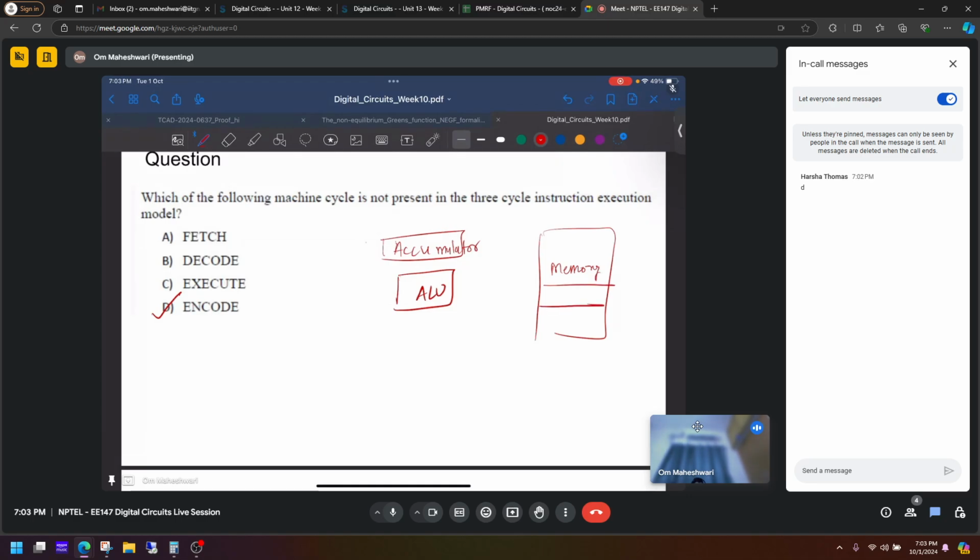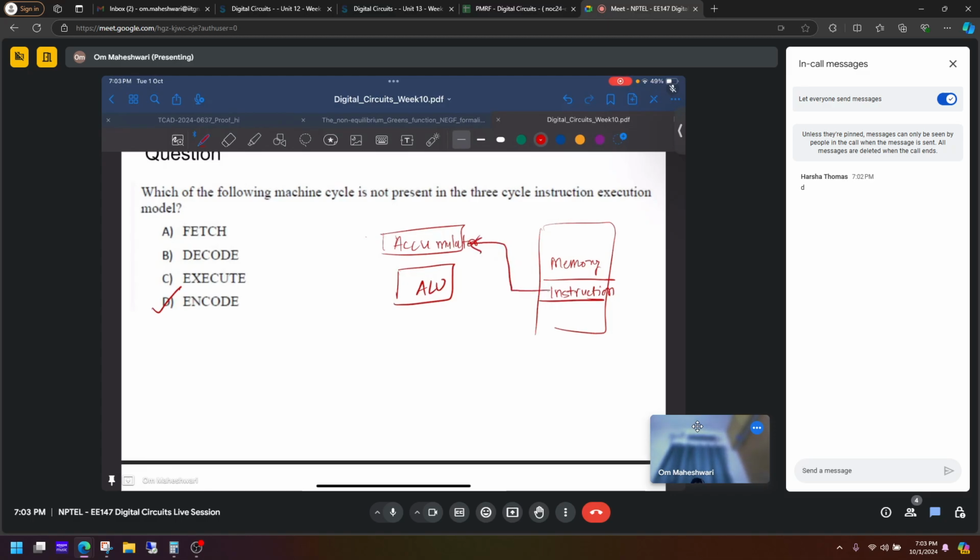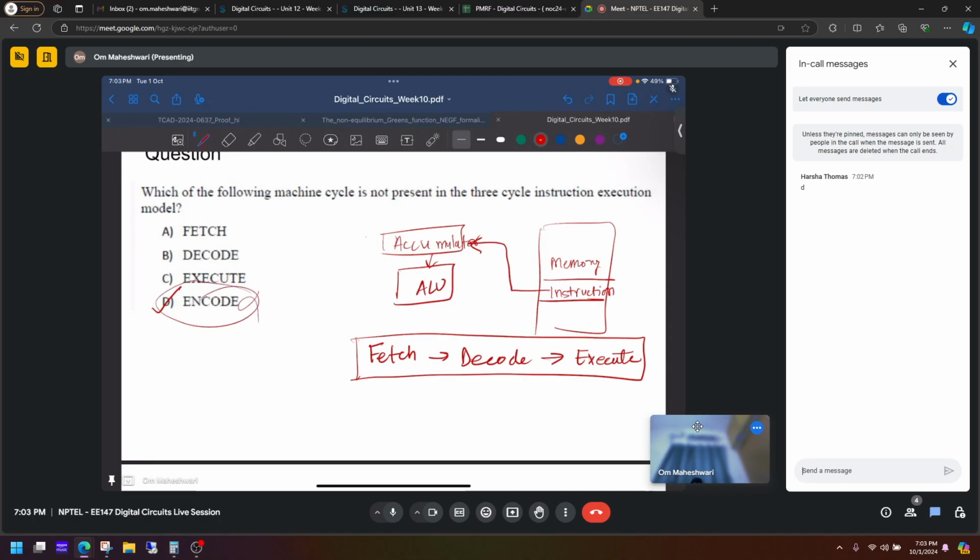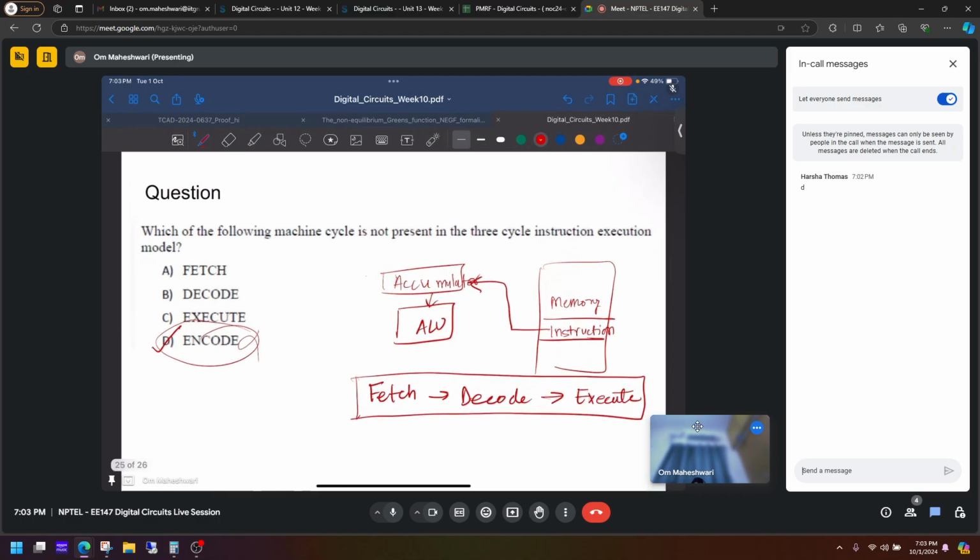So the instruction is written in some part of this memory. We bring this instruction in, then we decode it and execute it. So it is always fetch, decode, and execute. So encode is not there. Okay.